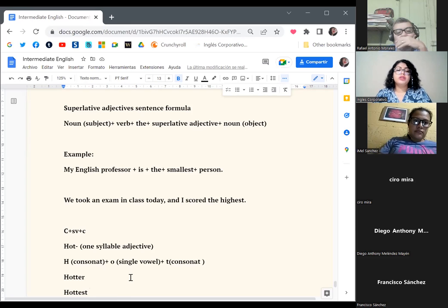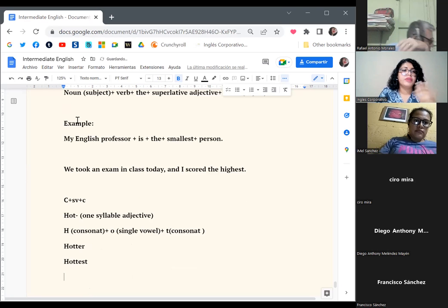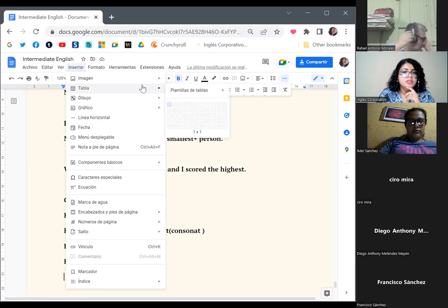So we are going to create a table in which we are going to have some examples about this kind of adjectives. We are going to see the form of the adjective, then the comparative, then the superlative. Vamos a ver las diferencias o cómo se ven estos adjetivos en una forma base, luego en comparativo y luego en superlativo. ¿Cómo se ve la diferencia en la escritura?